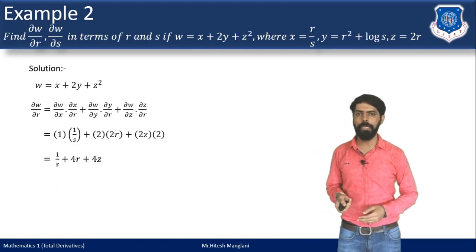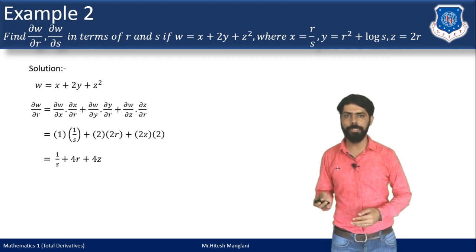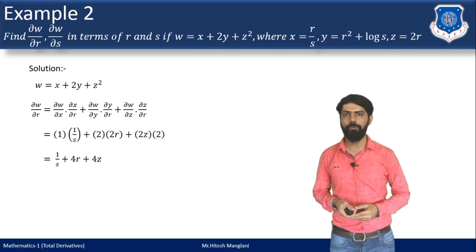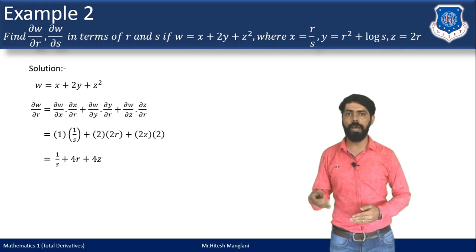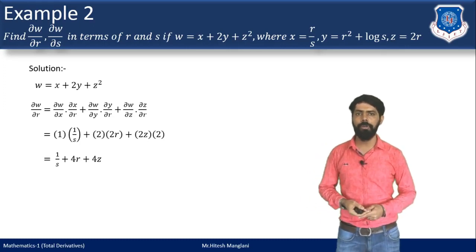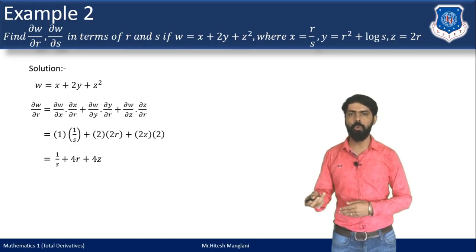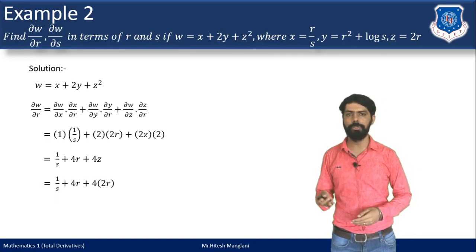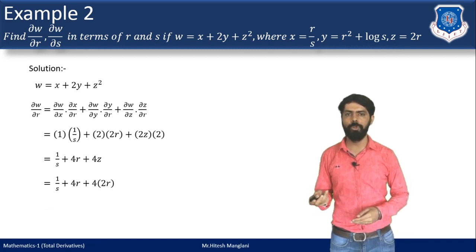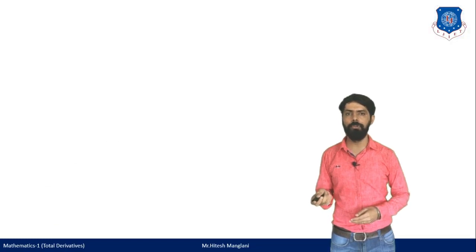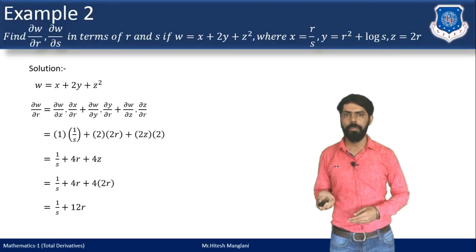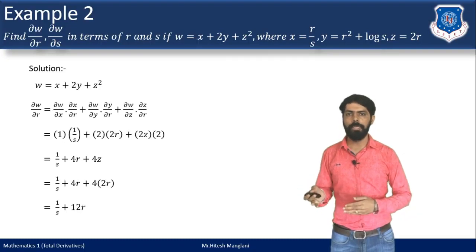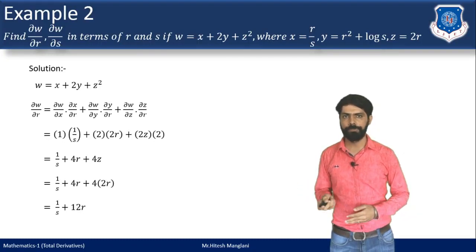So del w by del r is equal to 1 divided by s plus 4r plus 4z. But here we have to find del w by del r in terms of r and s. Therefore, we will replace z by 2r. So it will be 1 by s plus 4r plus 4 into 2r, which is 1 by s plus 4r plus 8r, so 1 by s plus 12r. So del w by del r is equal to 1 by s plus 12r.